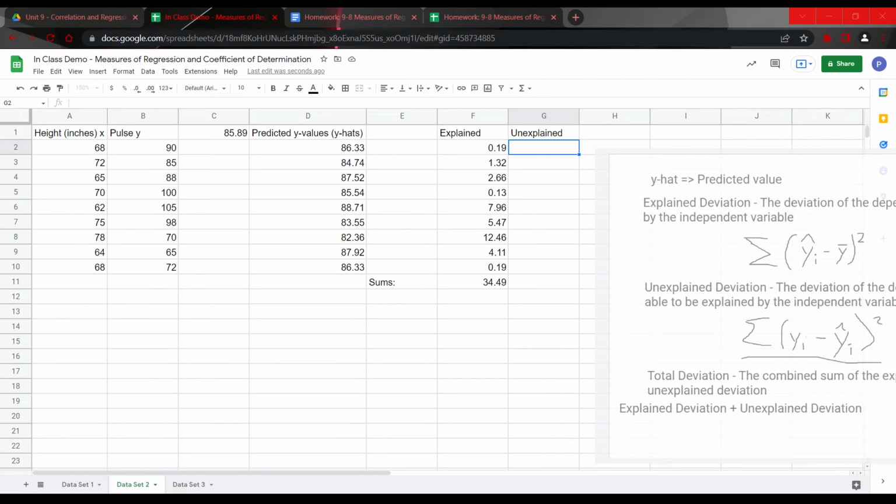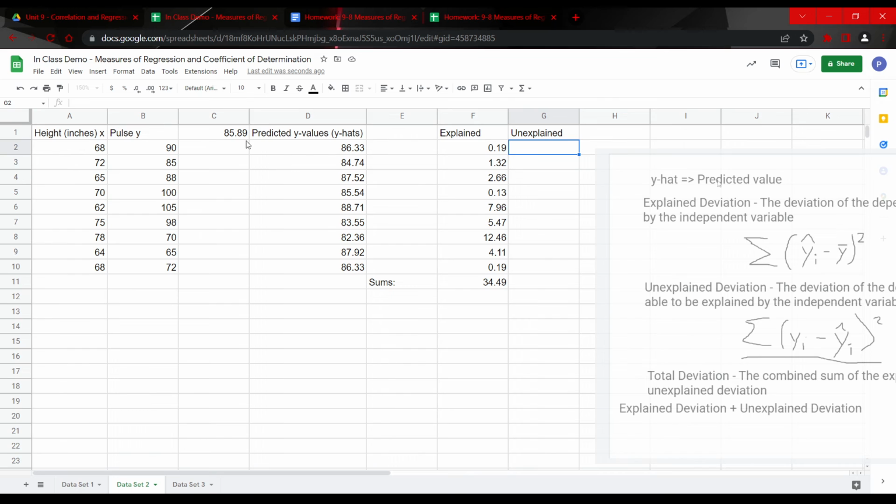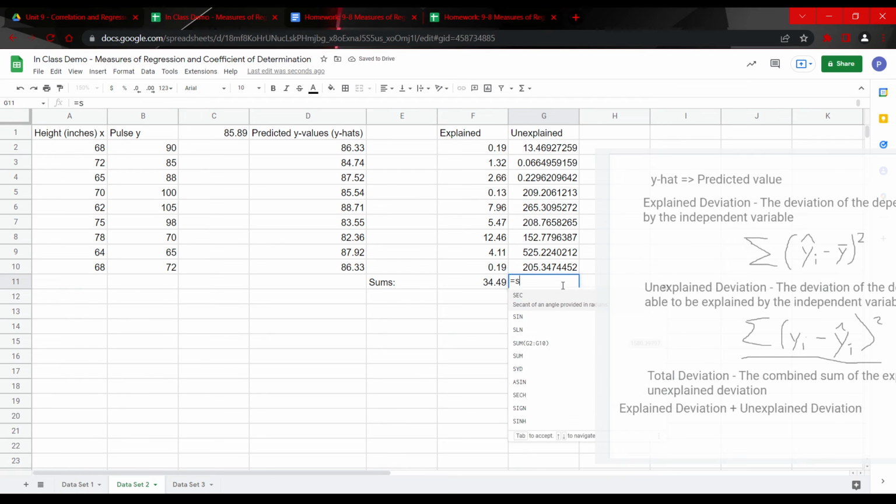My unexplained deviation, I need to do the individual points. So these minus the predicted. So it's equal to B2 minus D2 squared. And autofill, but this last one I want to be the sum, so equals sum of the above. Cool. And the total will be the sum of these two, right? So these are my totals. Coefficient of determination.